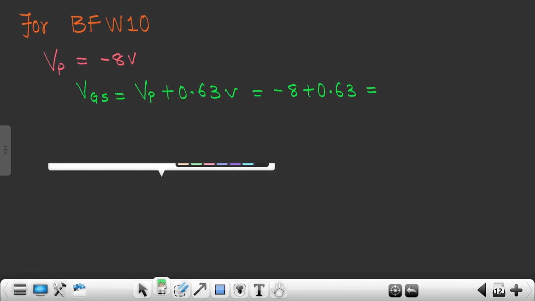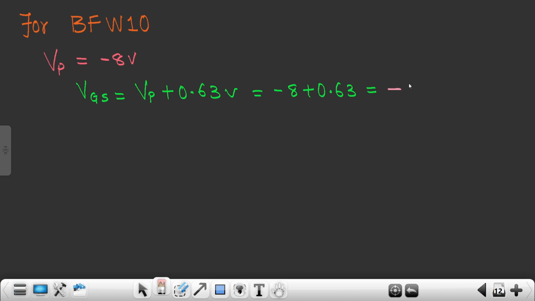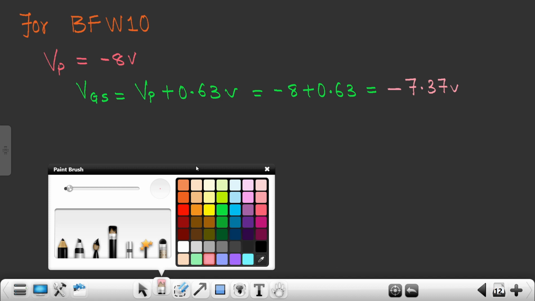So basically we need to bias this JFET at around minus of 7.37 volts, roughly around this particular value, to make sure that the current flowing through the JFET is independent of temperature.